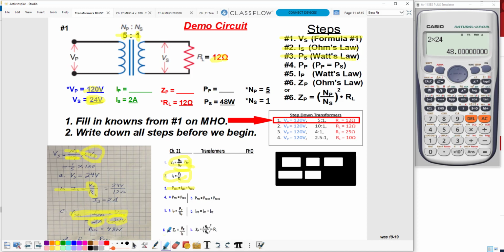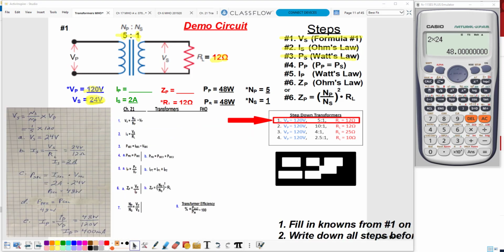Alright, if you look at your formula sheet, the next thing on your formula sheet says that the primary power is simply equal to the secondary power. So both of those numbers are the same. There's really no calculations. Whatever your power is on your secondary, that's your power on your primary. So it also would be 48 watts. I calculated my secondary power, and my primary power is the same value.